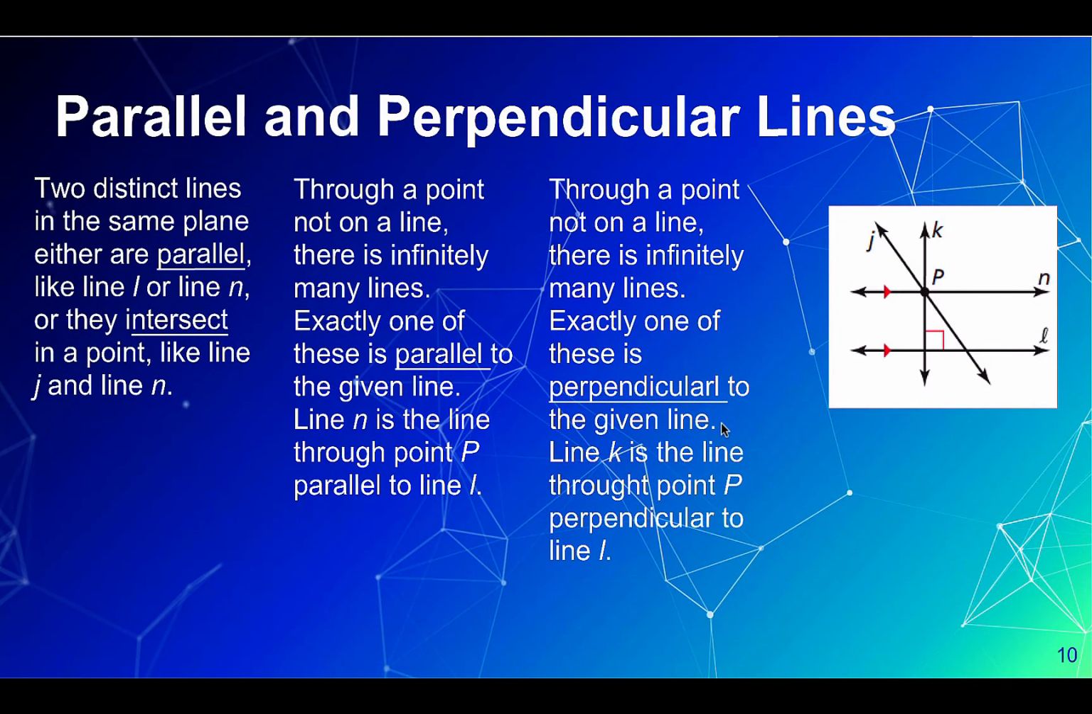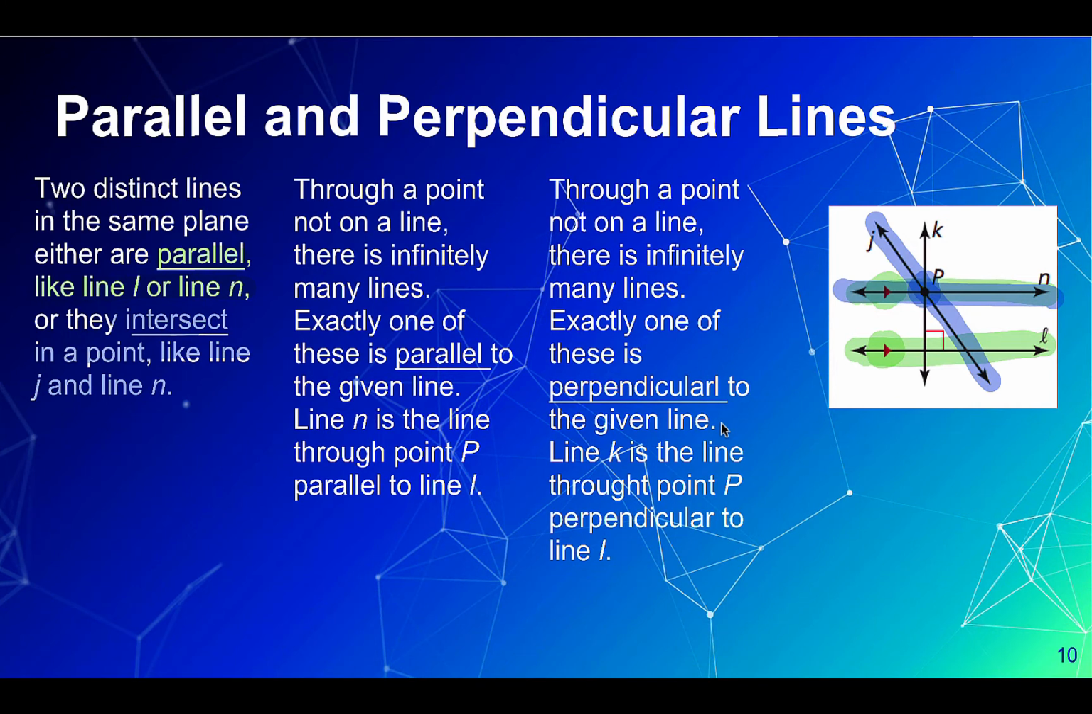Parallel and perpendicular lines. Two distinct lines in the same plane are either parallel, like L and N. So right here we have L and N. They're parallel. See our red arrows? They're on the same plane and they do not intersect, or they intersect in a point like J and N. So look at line J and line N, they intersect right here at P.